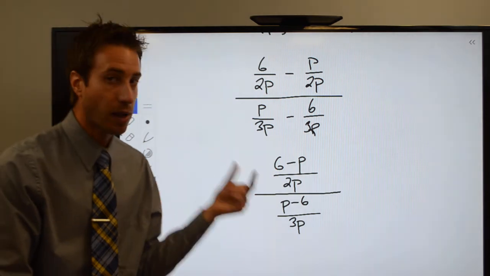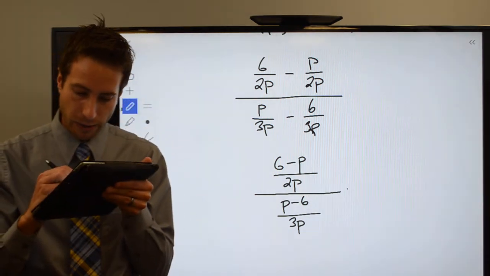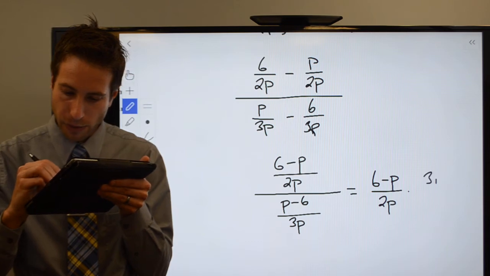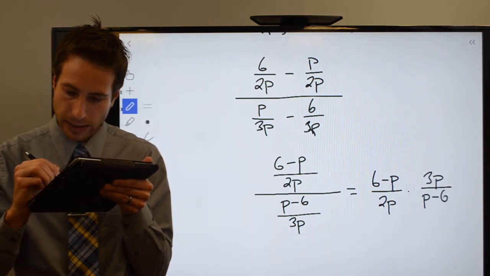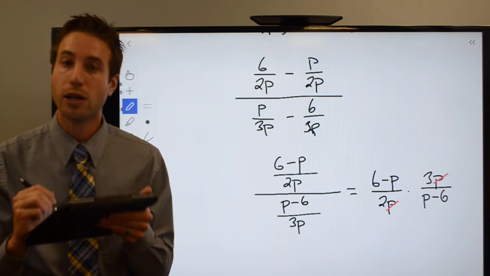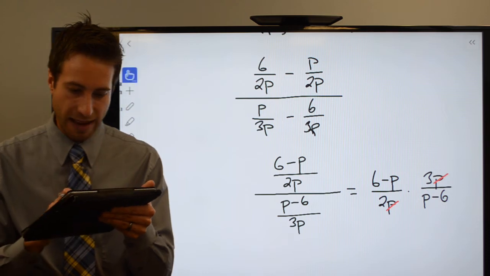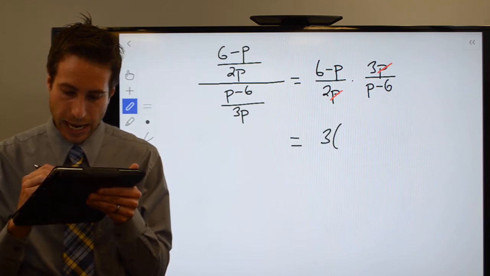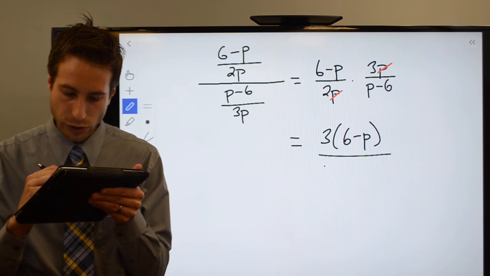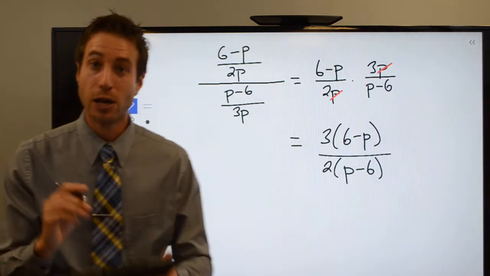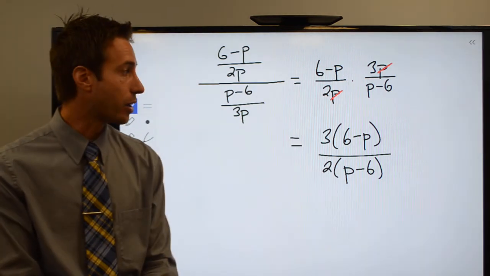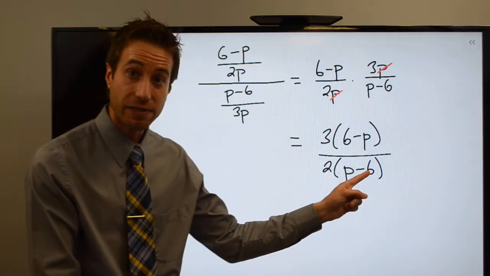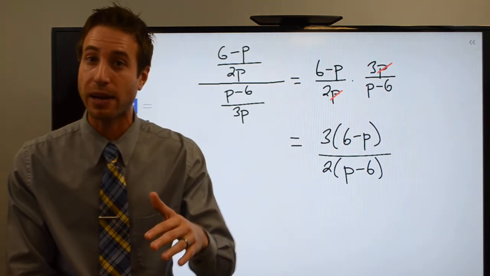Keep the top, multiply by the inverse of the bottom. I'll write it right here so you can see it. 6 minus p over 2p multiplied by 3p all over p minus 6. P's cancel, top and bottom. Here's what I am then left with. Let me slide up so you can see where I'm at. That leaves me with 3 times 6 minus p and 2 times p minus 6. Hang on a second. We've seen this before as well. Positive 6, negative p. Positive p, negative 6. Those are almost the same. They're so close except for the signs.